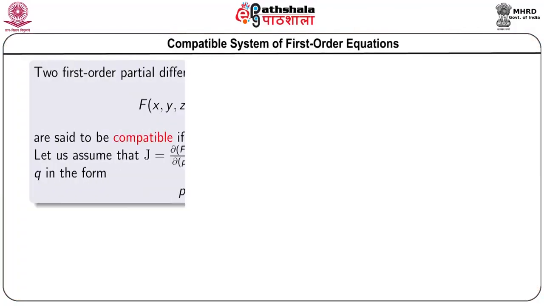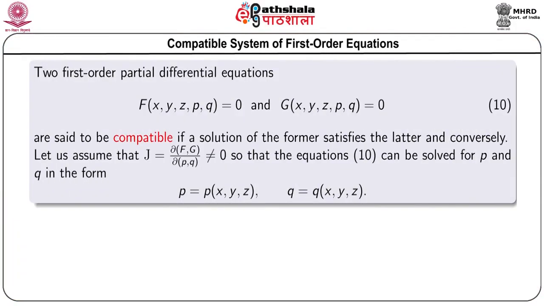Now, we are going to establish a functional relation between two first order partial differential equations under which these two equations are compatible. Suppose we have two first order partial differential equations capital F(x, y, z, p, q) equals 0 and capital G(x, y, z, p, q) equals 0.